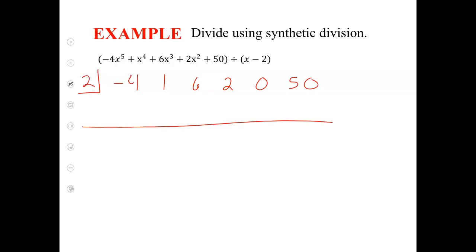Alright, make sure you don't forget that placeholder 0. Step 1. So bring down the negative 4. What is the 0 for? So when I answer this question, what's the 0 for? Because there's no x term. Bring down the negative 4.